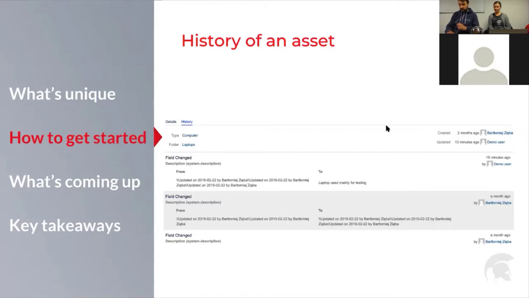In this example, I can see that a month ago, some person changed the description. And then I can see that 15 minutes ago, some user, in this example demo user, changed a field description from this one here to laptop used mainly for testing.